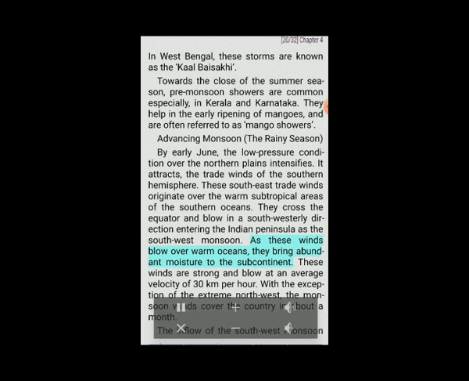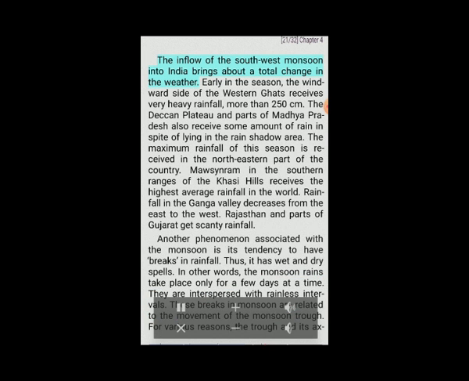As these winds blow over warm oceans, they bring abundant moisture to the subcontinent. These winds are strong and blow at an average velocity of 30 kilometers per hour. With the exception of the extreme northwest, the monsoon winds cover the country in about a month. The inflow of the southwest monsoon into India brings about a total change in the weather.